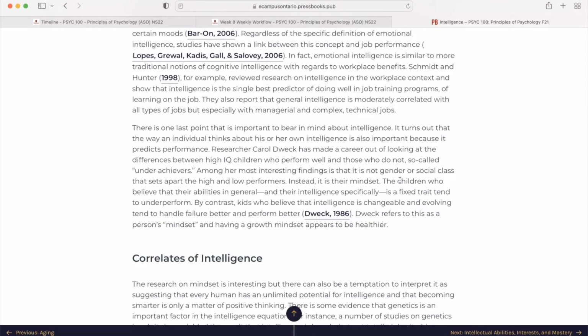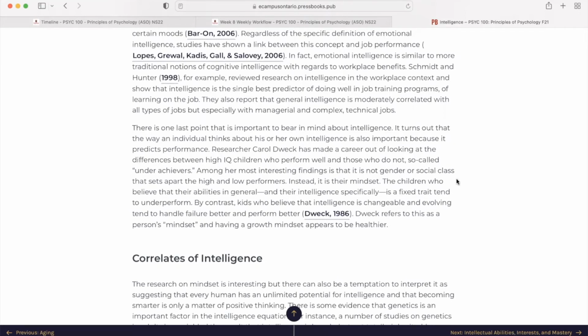It turns out that the way an individual thinks about his or her own intelligence is also important because it predicts performance. Researcher Carol Dweck has made a career out of looking at the differences between high IQ children who perform well and those who do not, so-called underachievers. Among her most interesting findings is that it is not gender or social class that sets apart the high and low performers. Instead, it is their mindset.